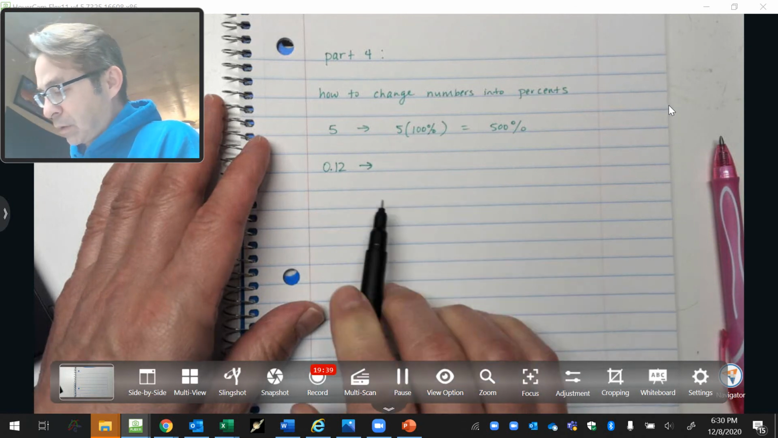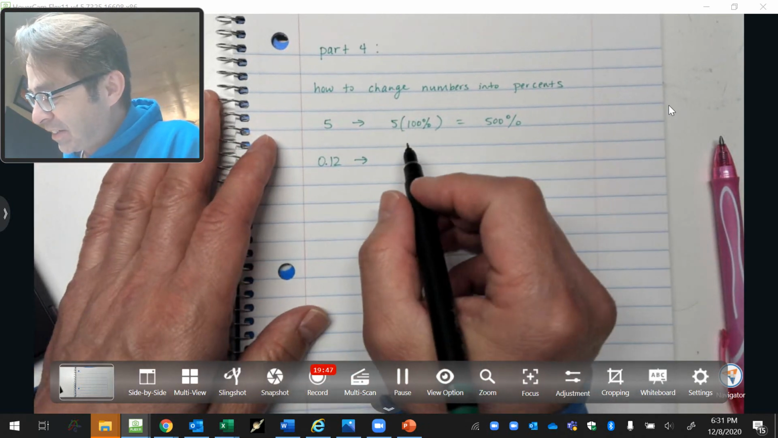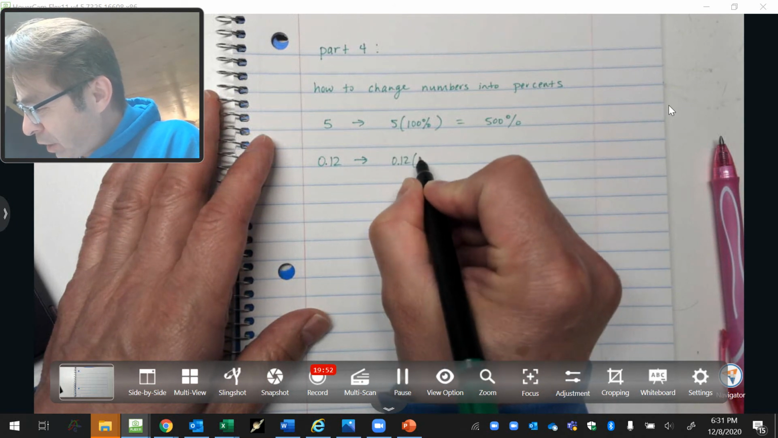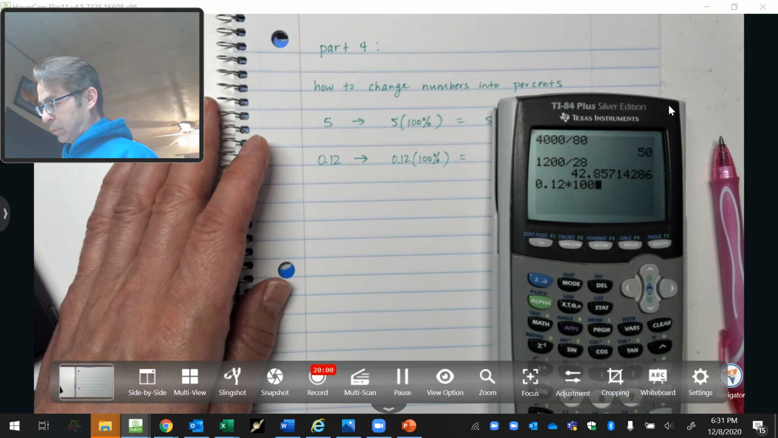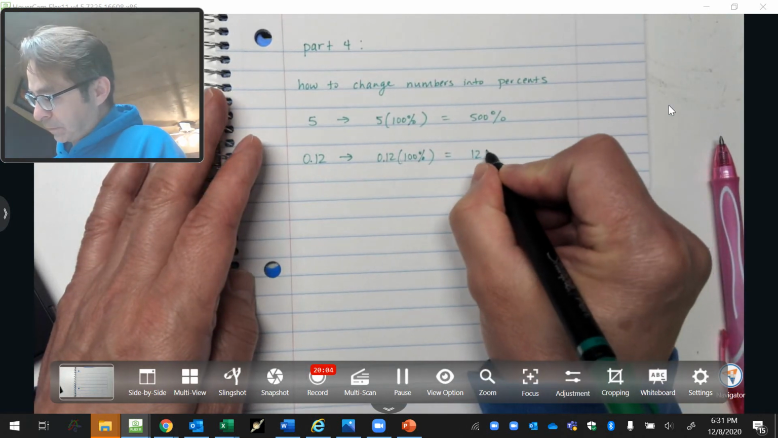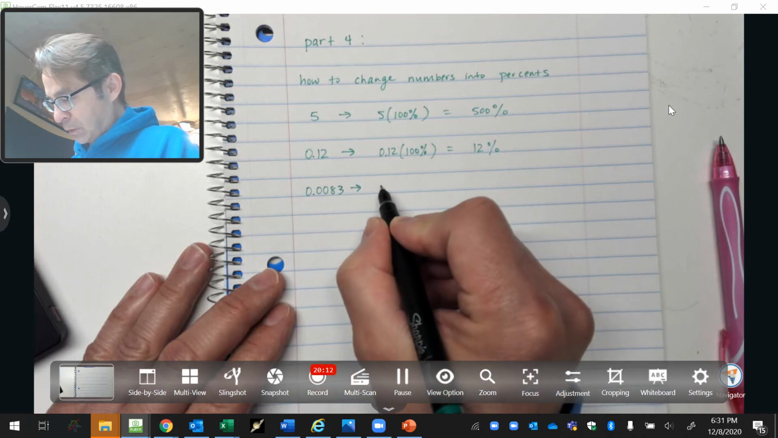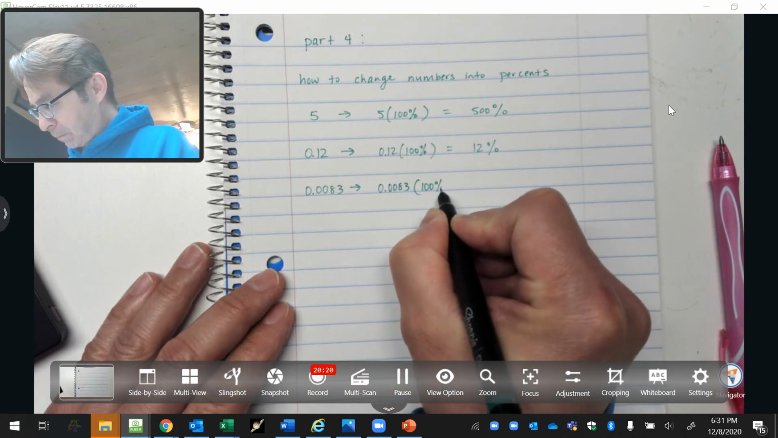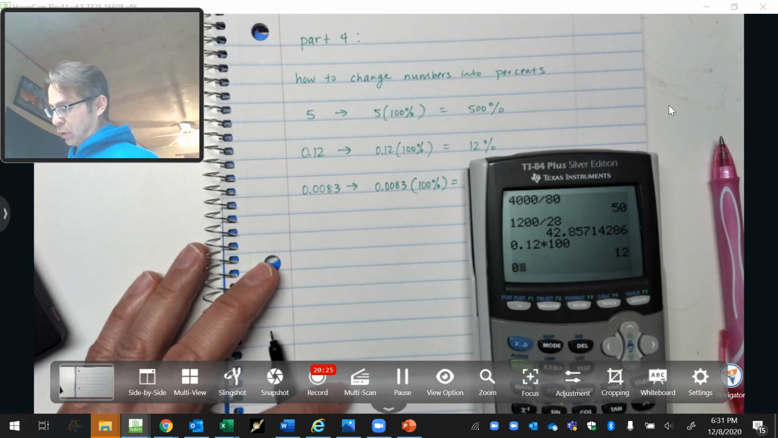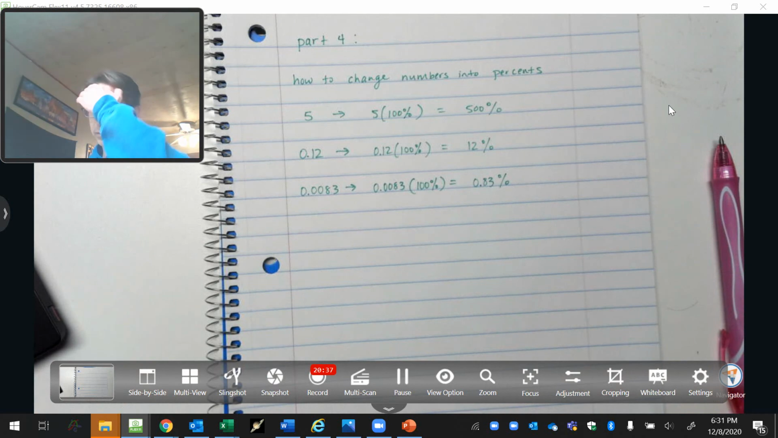0.12. Do not use an equal sign. Well, maybe you can, but please, I'm not 100% sure if you can, so don't use the equal sign here. So you're going to multiply this by 100%. I already know that 0.12 times 100% is 12%. All you do to change this number into a percent is multiply it by 100%. Next, 0.0083 times 100 is 0.83%.